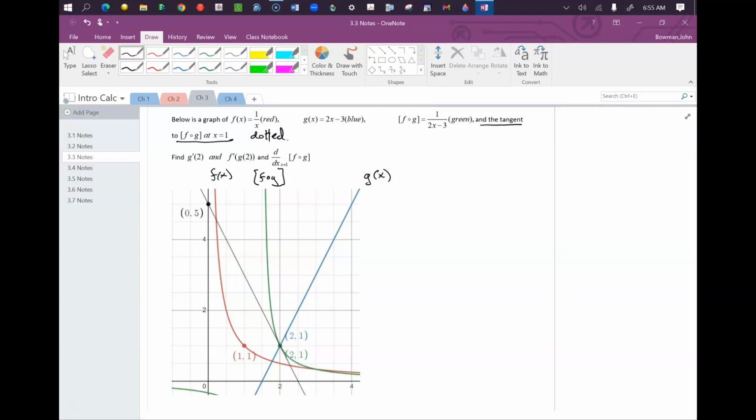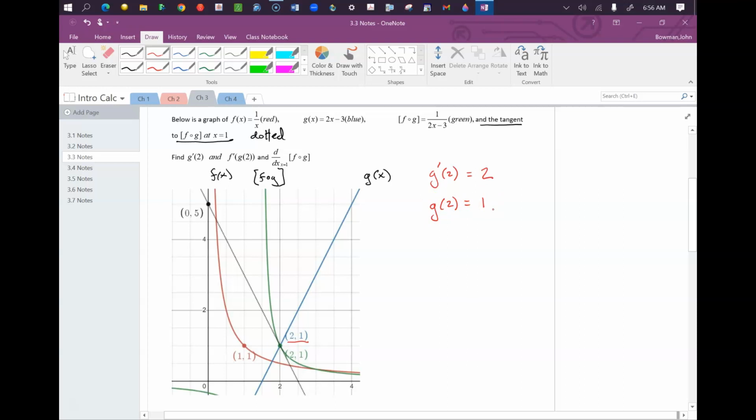So we're going to find a few things here. The first thing that we're going to find is g prime of 2. g prime is the derivative of 2x minus 3, and that would be 2, and that's a constant, so g prime of 2 is equal to 2. We're also going to evaluate g of 2. The g function is the blue function, so we look down here to where x is equal to 2. You can see the point is labeled there. So when x is 2, g is equal to 1.